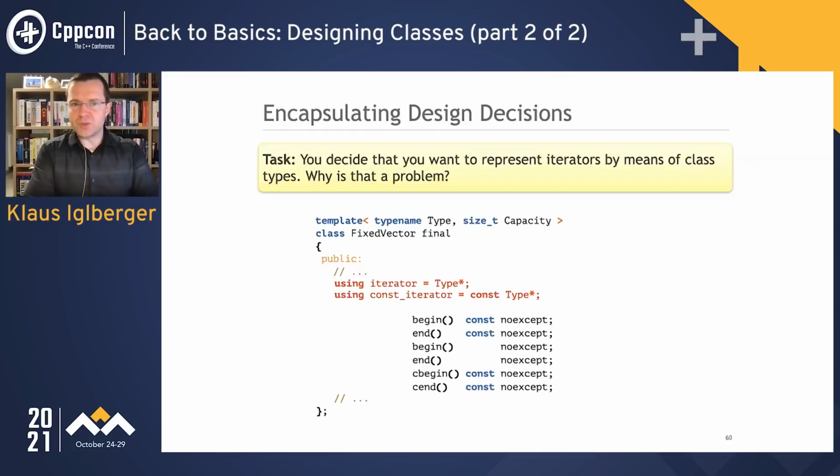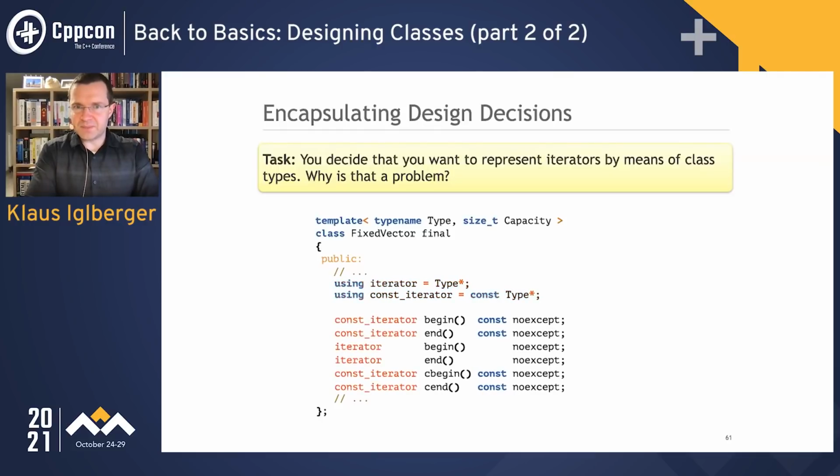So the return types should be changed to these iterator types. Nobody needs to know that you're returning a pointer at this point. Nobody. And this leaves you much, much more freedom to change things later. By encapsulating this detail and not showing that it's pointers, you actually give people a cleaner interface. It's nicer. They don't have to know about these details, and you can change your code much, much more easily.